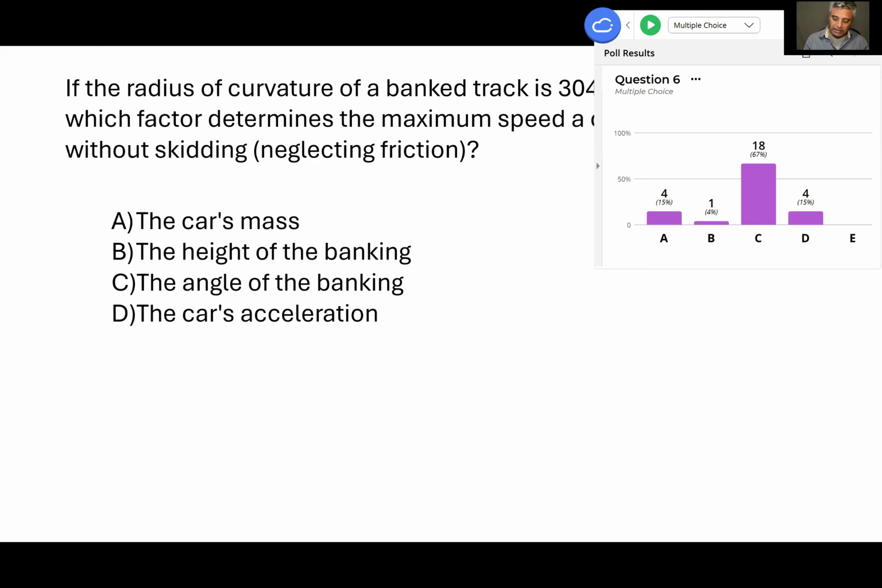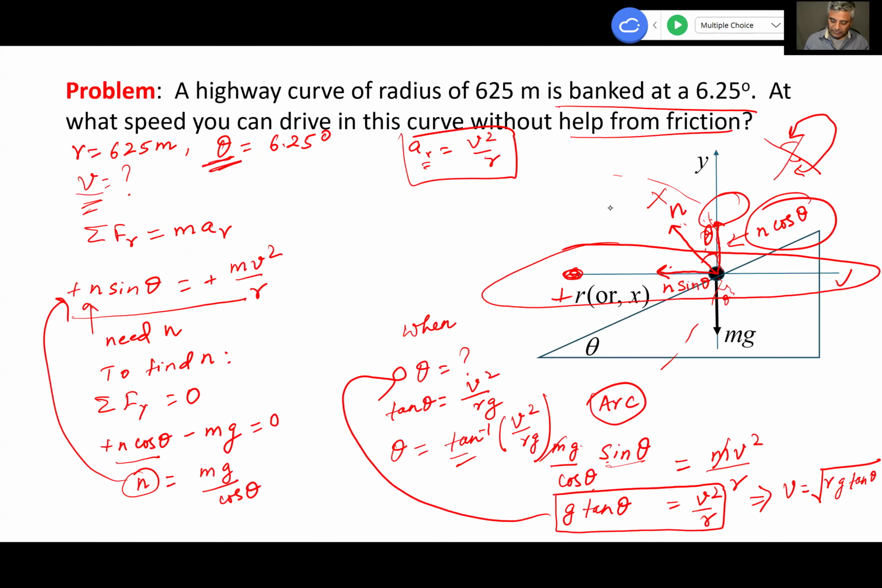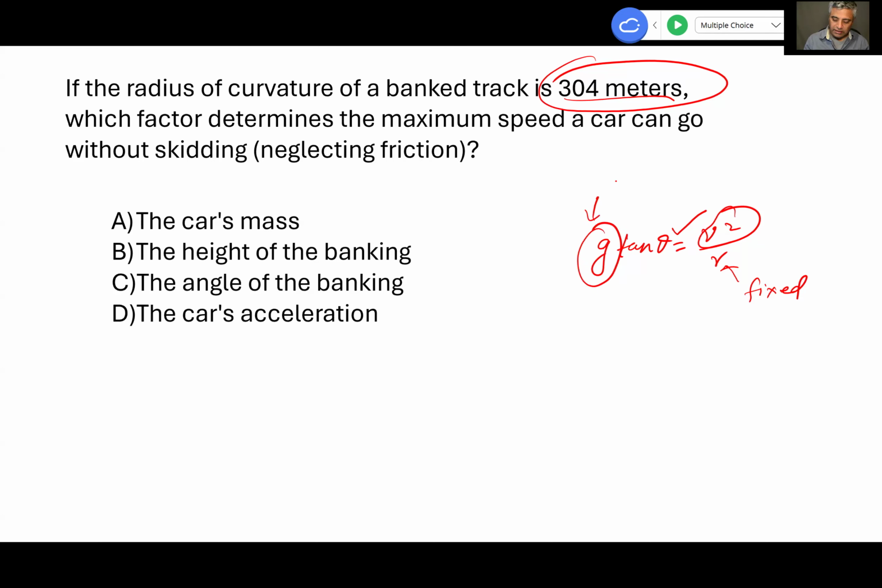Okay, let's see what we got here. So it's angle of banking. That is the correct answer. So what did we learn here? The speed and these things are connected or related. g tangent theta is v squared over r. So by giving the radius, it's now fixed. It's a constant, so now you cannot change it. That means the speed simply depends on the angle because g is also constant.